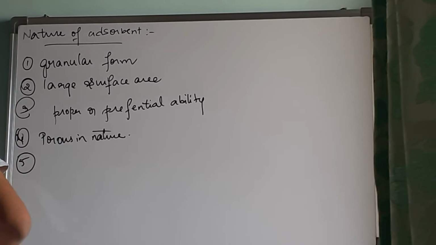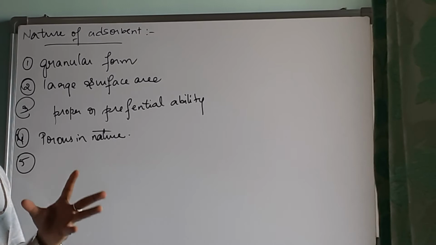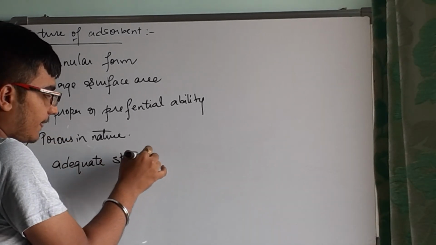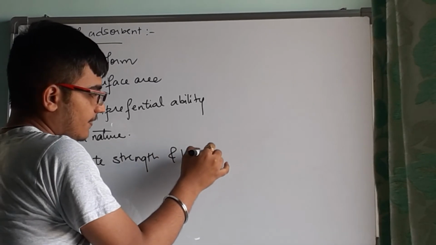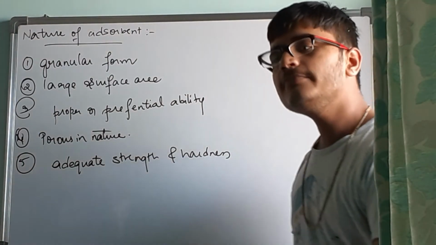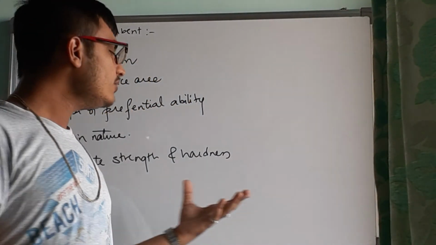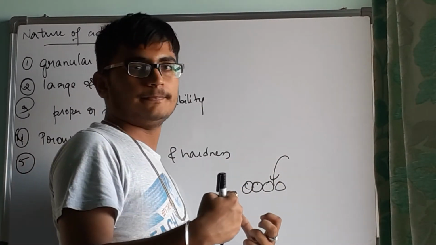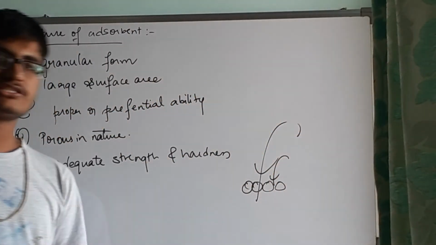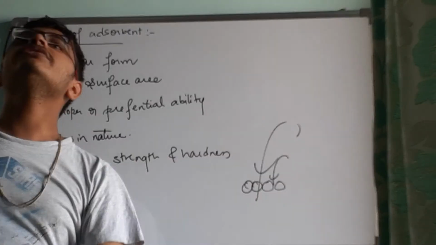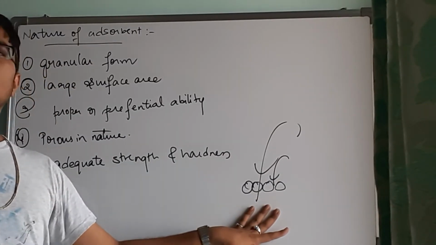Next one is, they should have proper adequate strength and hardness. Like if you have a very lightweight material, then what happens? If you have lightweight solid granules and you are going for a bulk fluid, the fluid will flow at a stretch. You cannot flow the fluid drop by drop, right? So at a stretch the fluid will be falling onto the granular substance or the solid material.